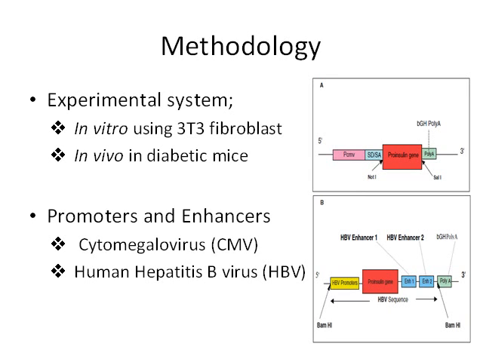The study was conducted on two different experimental systems: in vitro using 3T3 fibroblast cells, and in vivo in diabetic mice. In both approaches, DNA constructs expressing the human insulin gene were overexpressed using plasmids containing promoters and enhancers of cytomegalovirus, that's CMV, and human hepatitis B virus.